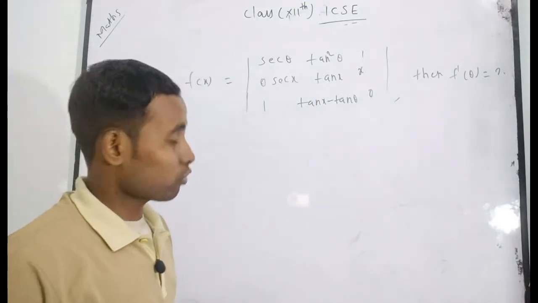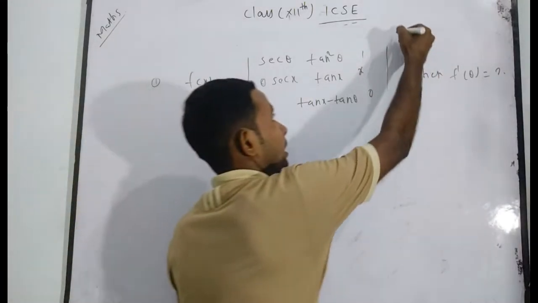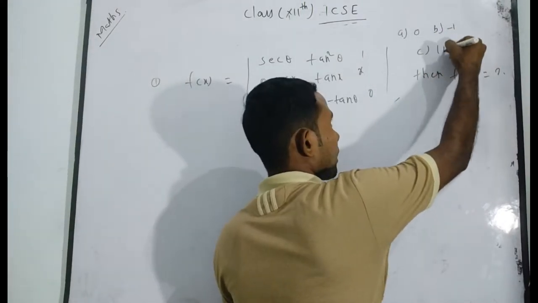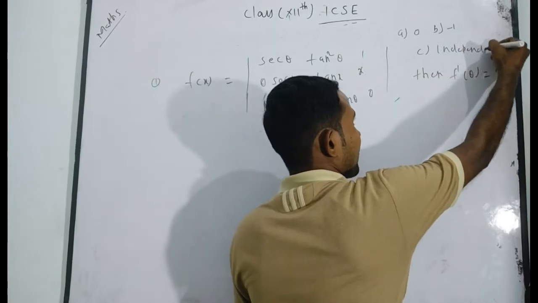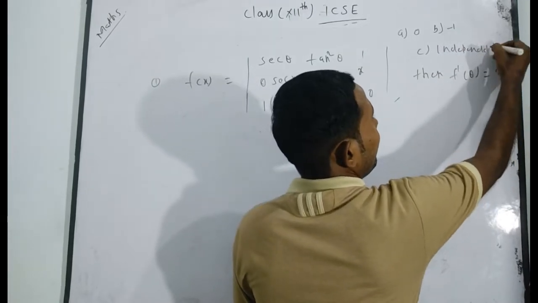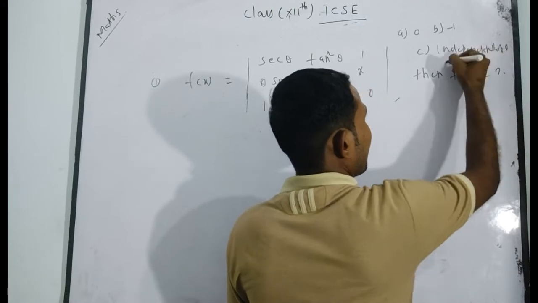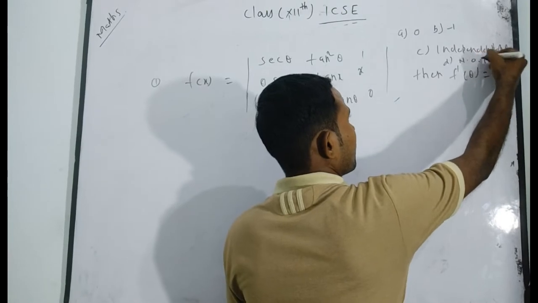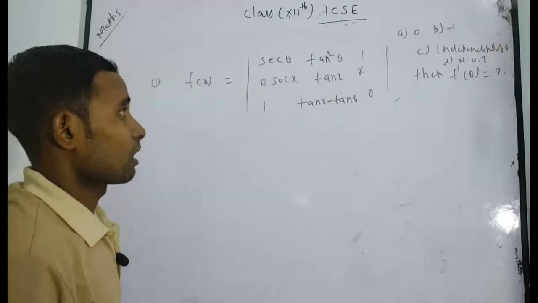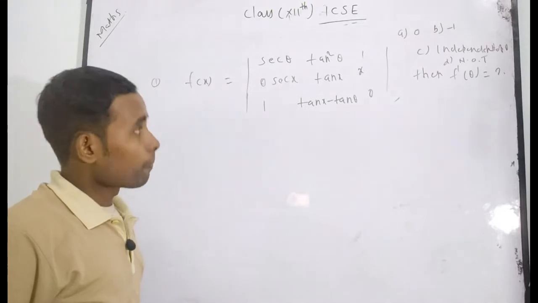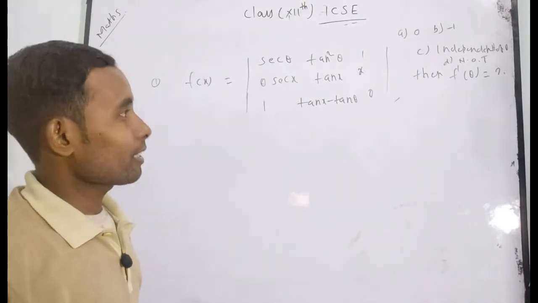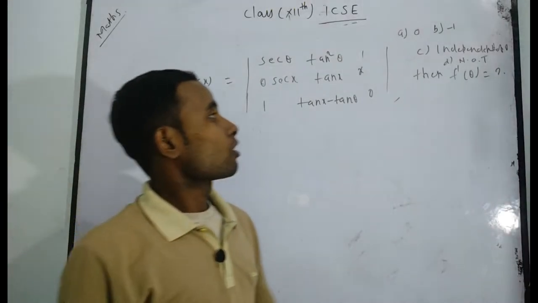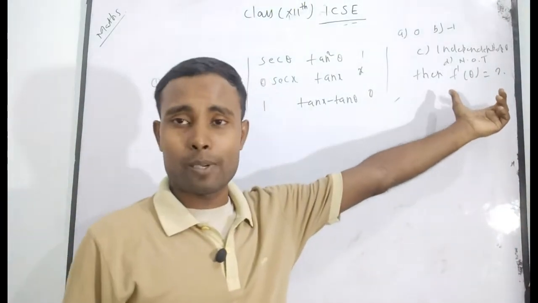In this question, the options are also given. Option A is equal to 0, B is equal to minus 1, C is independent of theta, and D is none of these. See here. How can you find f dash theta? I want to tell you before starting this question. Here, it has told you to find f dash theta. Definitely theta will be a constant.